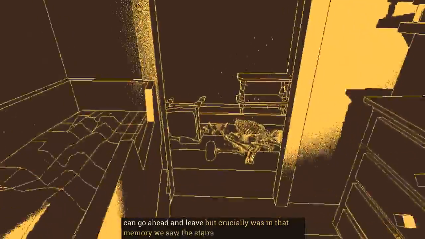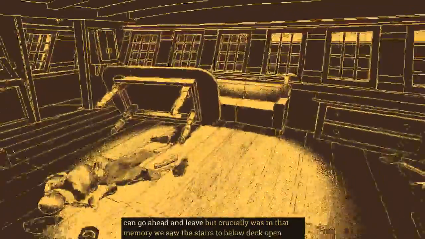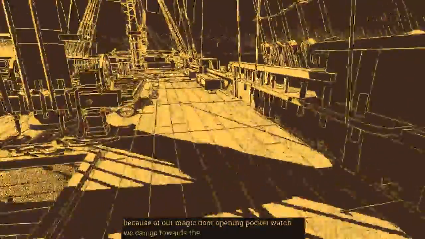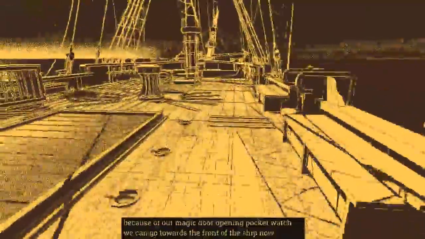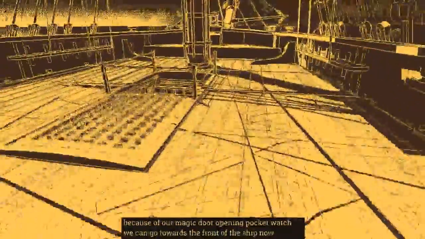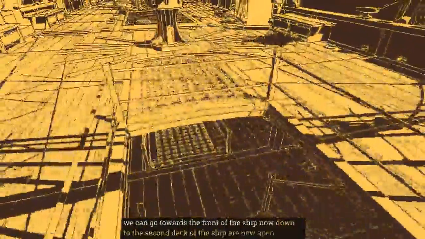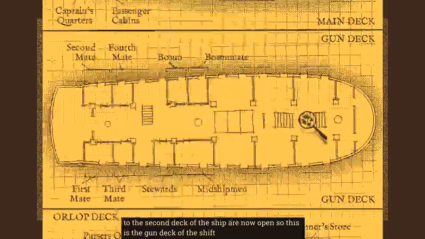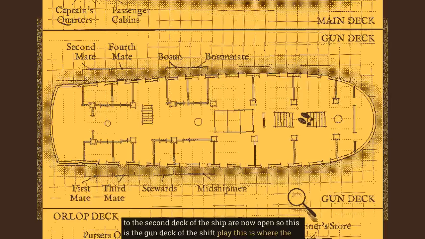But crucially, within that memory, we saw the stairs to below deck open. And because of our magic door opening pocket watch, we can go towards the front of the ship now. And the front stairs down to the second deck of the ship are now open. So this is the gun deck of the ship. Appropriately, this is where the cannons are kept.